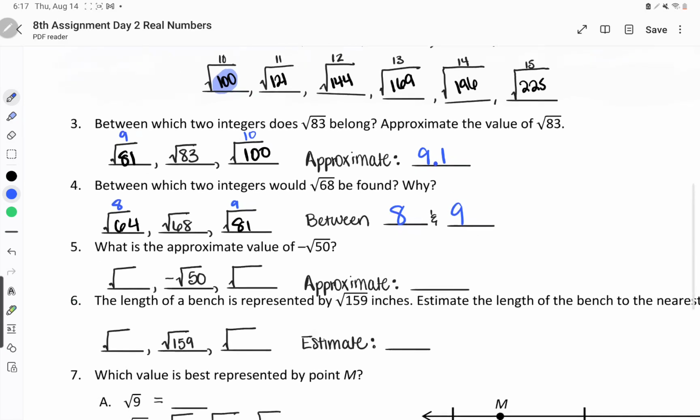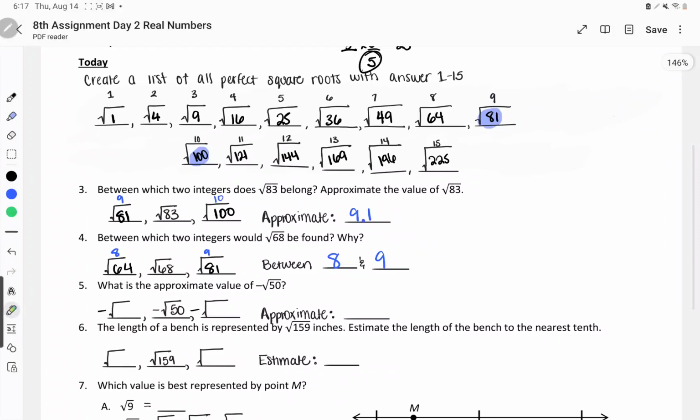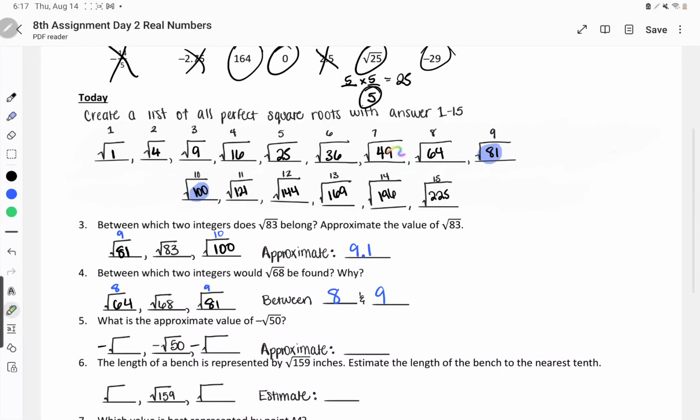Okay, what is the approximate value of negative square root of 50? Now for these, I did forget to put the negative sign here. All I'm going to look at right now is the 50 part. So we're going to find what two numbers 50 falls in between up here. 50 falls in between 49 and 64.